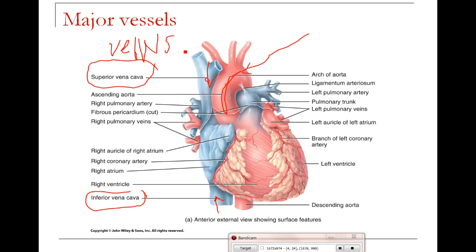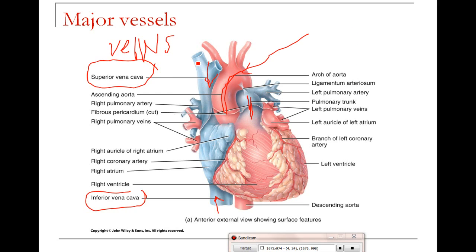The blood comes from the superior vena cava and the inferior vena cava, and it dumps into the right atrium. From there, it goes to the right ventricle. From the right ventricle, the blood goes out this trunk, which is called the pulmonary trunk. It's a big artery, and it takes the blood to the lungs. When it comes back from the lungs, it enters these pulmonary veins.